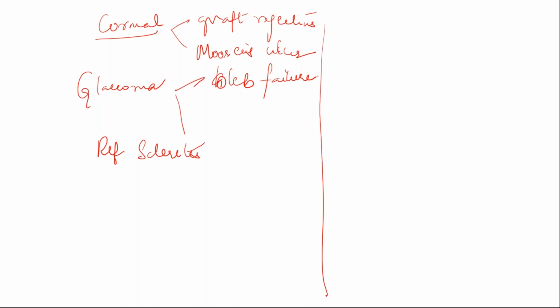So what are the common immunosuppressants we are using in ophthalmology? First one is cyclosporin.